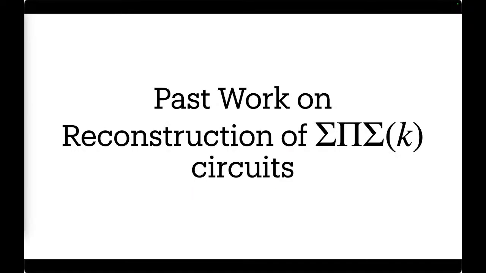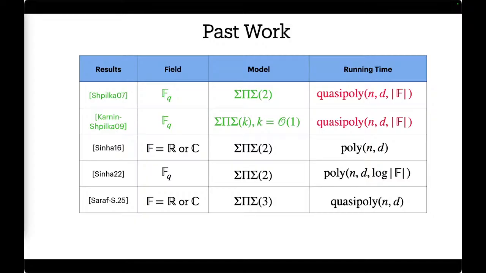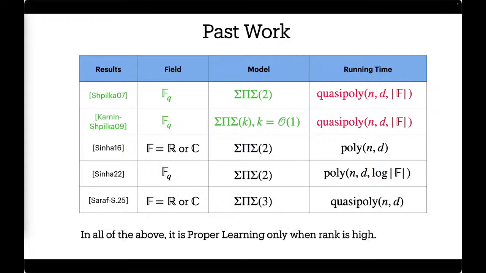So what do we know about reconstruction then? Has that been studied? And it has been. The first 2 papers talk about reconstructing this when the field is kind of small, and they do have, you know, a quasi-poly dependence on the size of the field. And then if you remove that restriction, what else do we know? We only know reconstruction when the top fan-in is 2 or 3, and we didn't know anything else. One thing I would like to tell you is all these algorithms only do proper learning when the rank is high, right? And so what is our result?